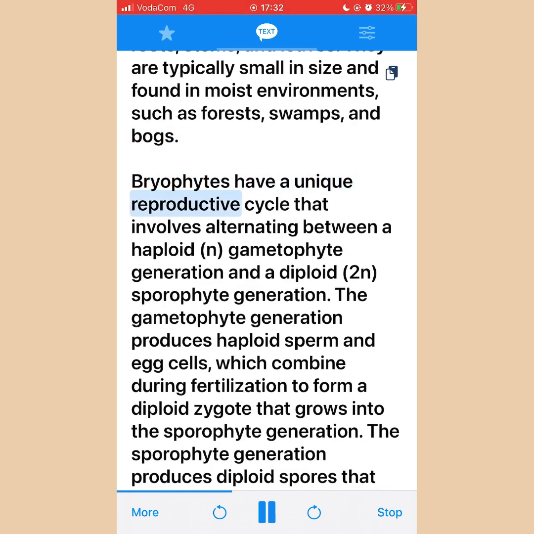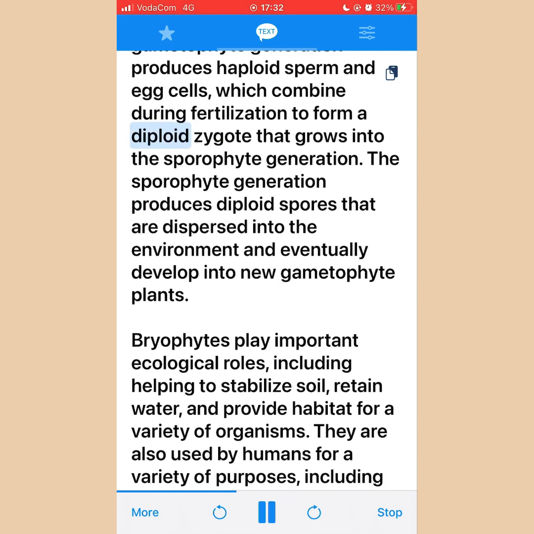Bryophytes have a unique reproductive cycle that involves alternating between a haploid (N) gametophyte generation and a diploid (2N) sporophyte generation. The gametophyte generation produces haploid sperm and egg cells, which combine during fertilization to form a diploid zygote that grows into the sporophyte generation. The sporophyte generation produces diploid spores that are dispersed into the environment and eventually develop into new gametophyte plants.